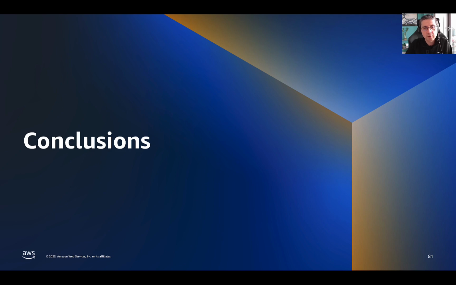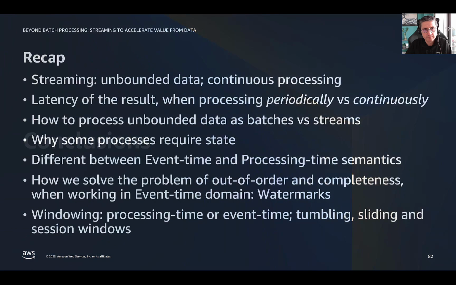And we reached the end of our journey. Let's recap what we have seen so far. We have seen that when we talk about streaming, we actually refer to two different meanings: the nature of the data as unbounded datasets and the processing mode as processing data continuously. We saw the impact on latency of processing data periodically as opposed to continuously. And we saw the difference between processing in batches or in stream an unbounded stream of data that comes in from external systems.